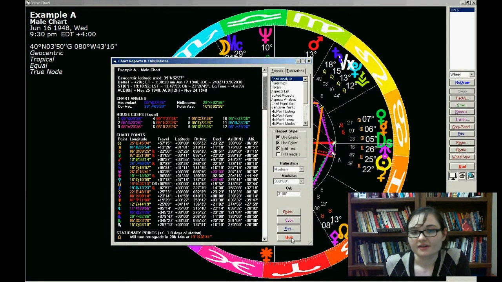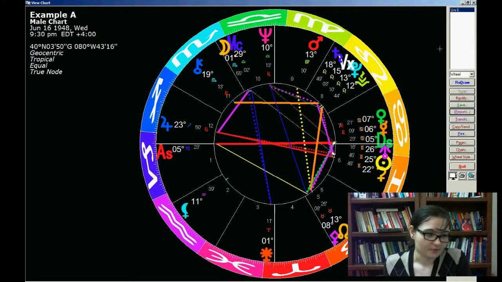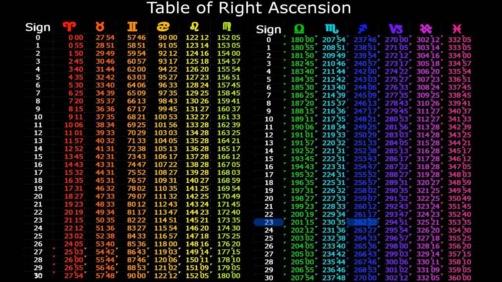But if you do not have software that does this, or you're not able to get software that does this, I also have right here a handy right ascension table. And if you want to find one, you can Google it in images and it'll most likely pop right up. Or you can go to the Sarastrology Facebook page, and it's in the photos section, or there's also a copy of it on my Tumblr blog, which I will put links to in the description of this video.